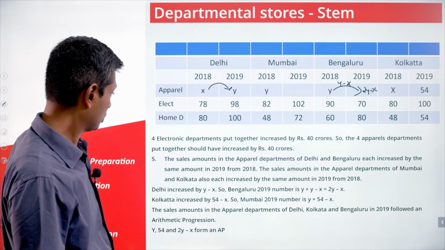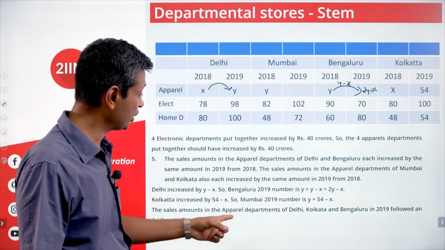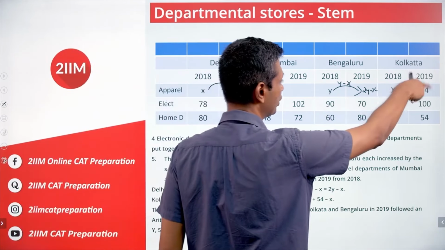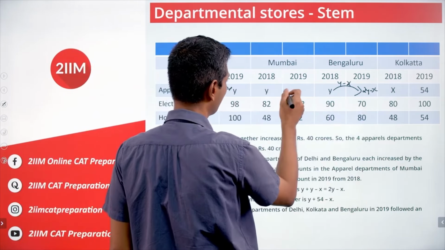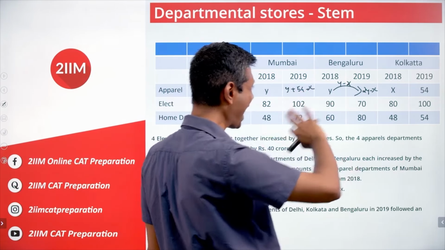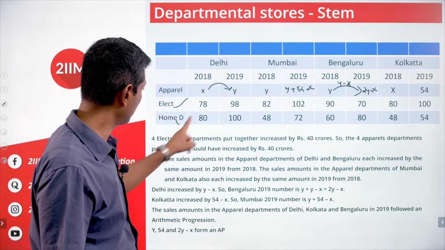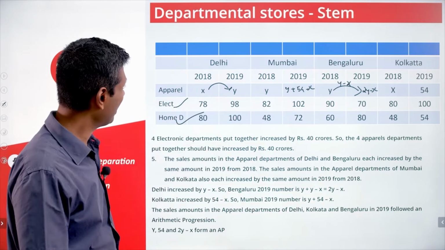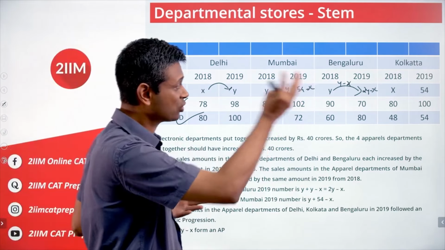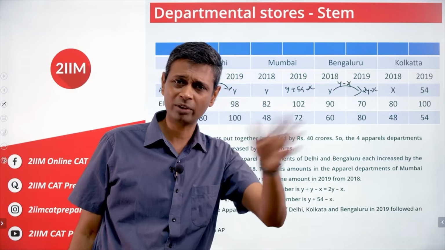So sales amounts in the apparel departments of Mumbai and Kolkata also each increased by the same amount. Mumbai and Kolkata. Kolkata is X to 54, increased by 54 minus X. Add this, Y plus 54 minus X. We've got everything. We've got a bunch of numbers filled in. For electronics and home decor, we've got everything filled in. For apparel, we have 2 variables, X and Y, but you filled everything based on X and Y. The last one is an actual number. So if you have something linked in X and Y, we're through.